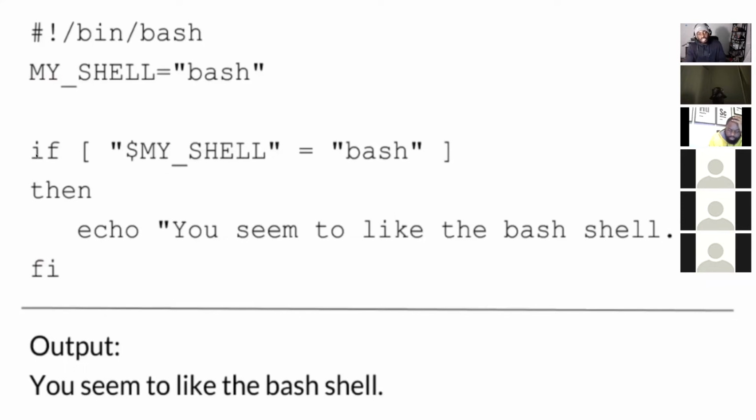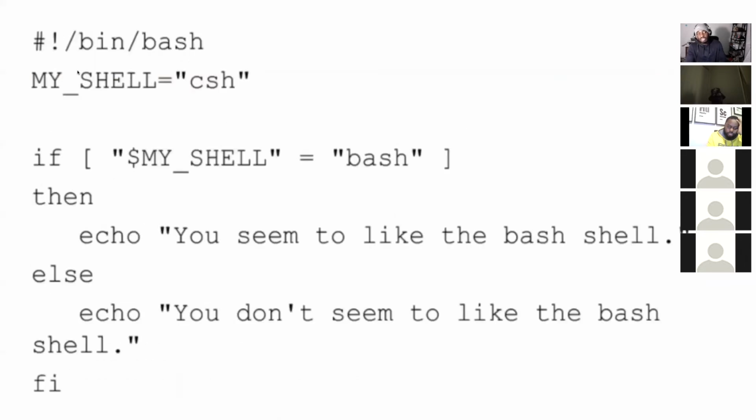So we're going to see if, and then echo, and then if it is wrong, we're going to see how we can display another output if your shell is not equal to bash. Let's say my shell is equal to basha. And I said, if my shell equals bash, I want you to echo this. But what if my shell is not equal to bash? What do you want it to do?